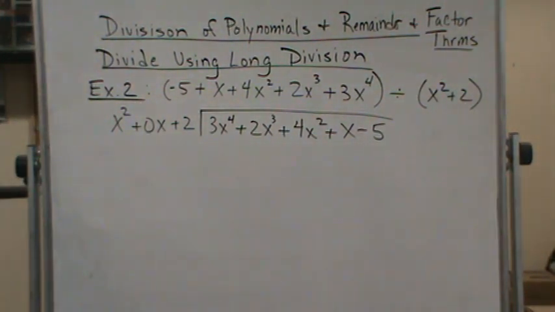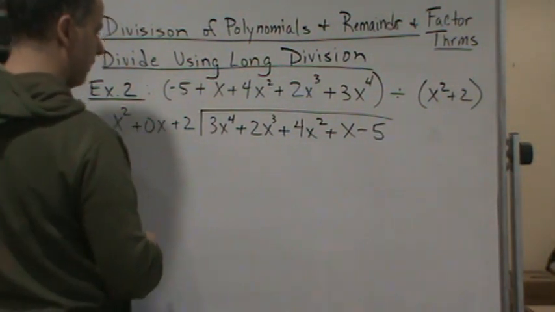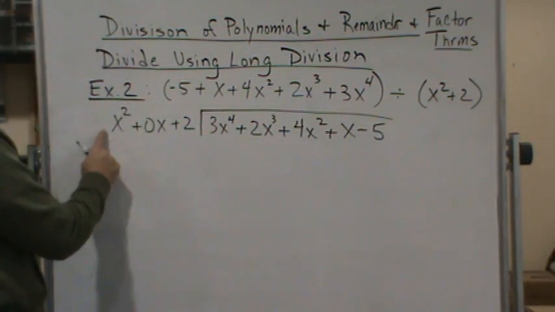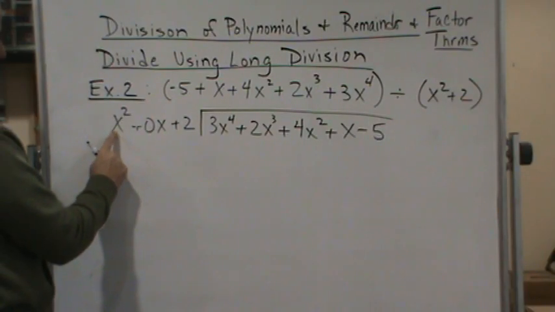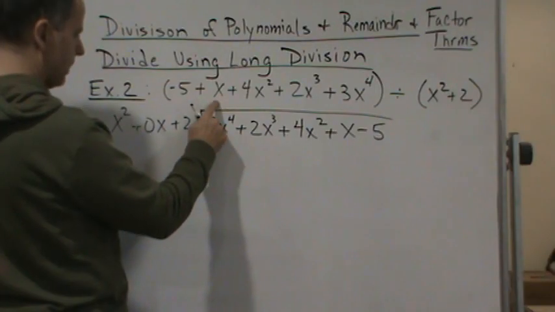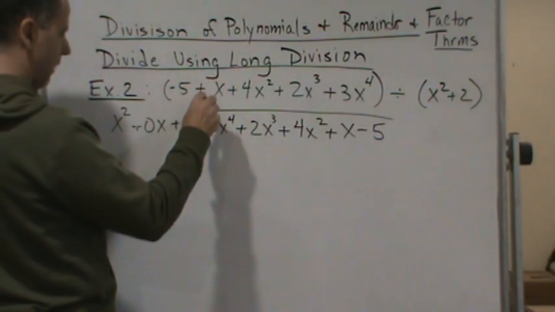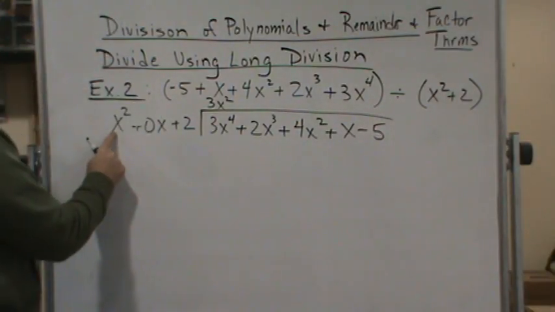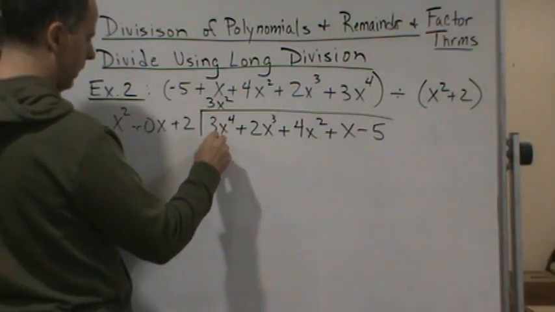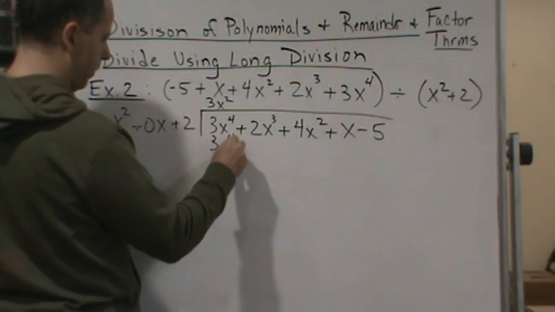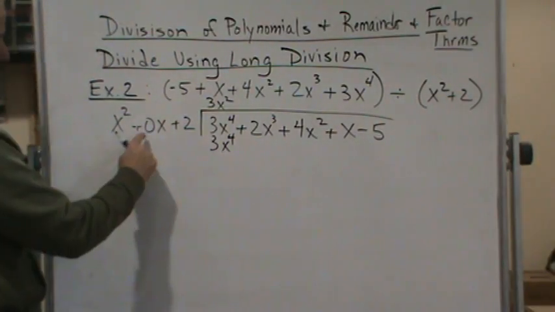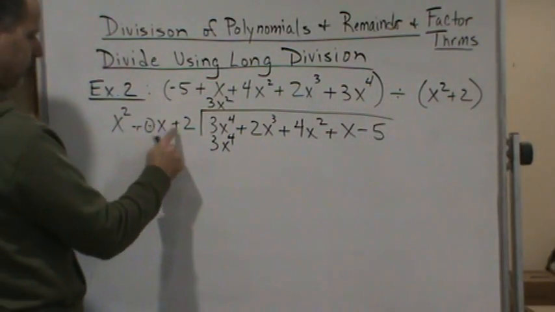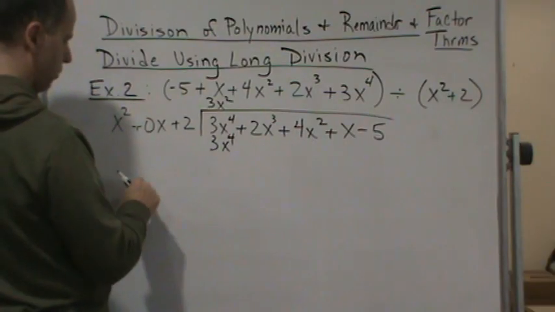Okay, so now let's go through and start dividing. So we start with our x squared. It always starts with the highest power here. So x squared times what equals this? So we're going to have 3x squared. So x squared times 3x squared is going to give us 3x to the 4th. That's what we need. So now we just start multiplying and getting the other two terms.